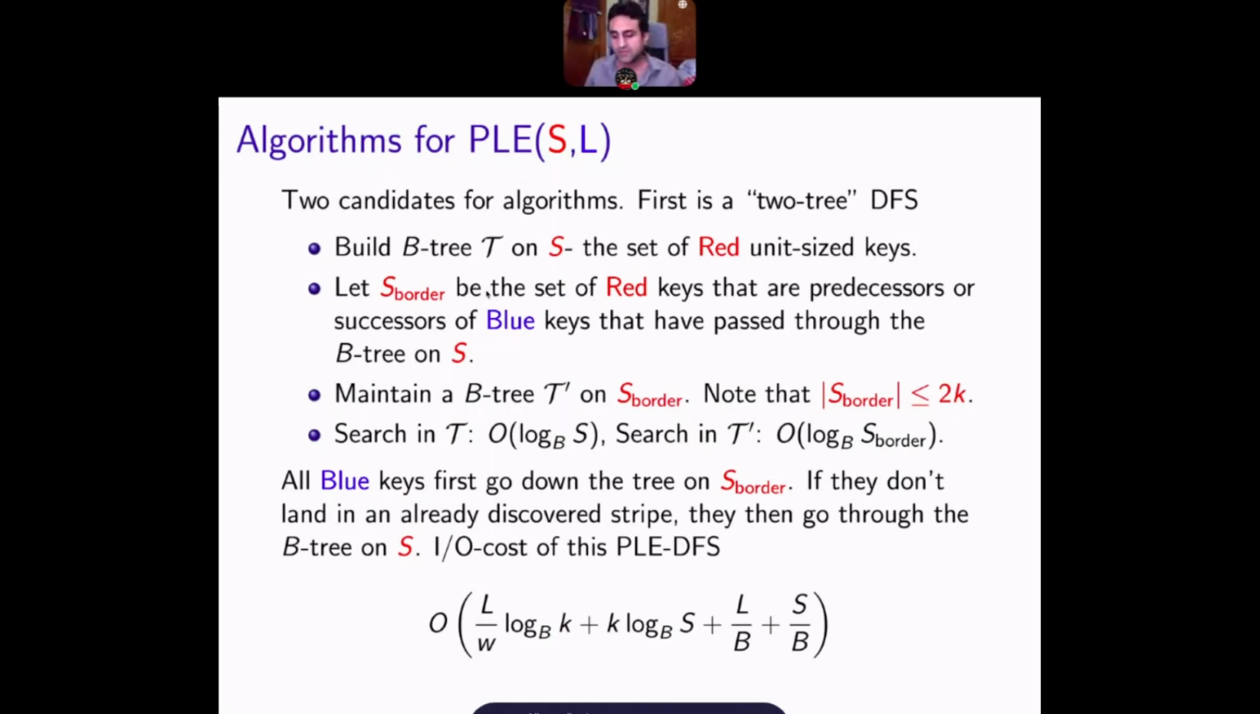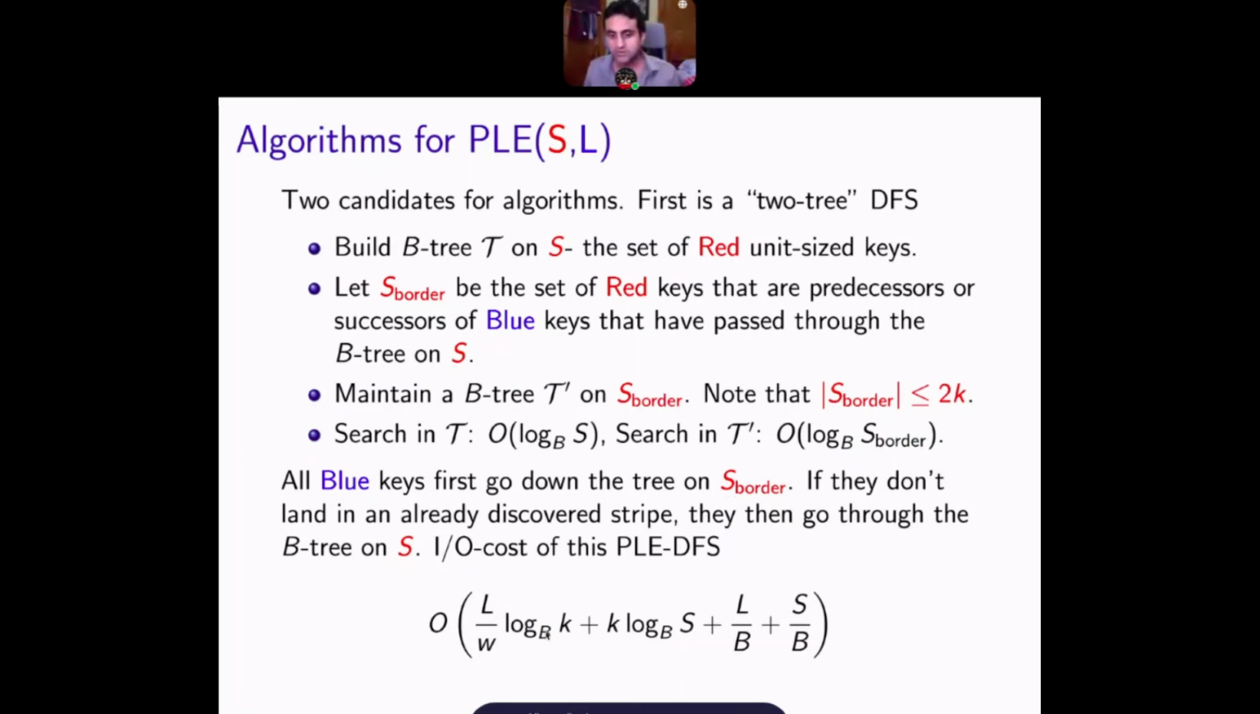And then basically what you do is, whenever a blue element goes down this tree on the red keys, it discovers a stripe, and we call the bordering red keys of that stripe. We put them in a set S border, and we also build a B-tree on this S border. Then any blue key first goes through this S border. So these are the already discovered stripes. And if a blue key goes down an already discovered stripe, then great.